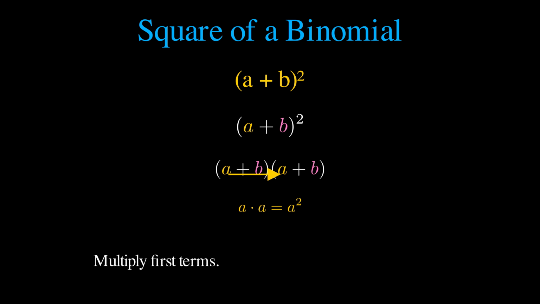First, multiply the first terms. A times a gives a squared. Outer, multiply the outer terms. A times b gives ab.